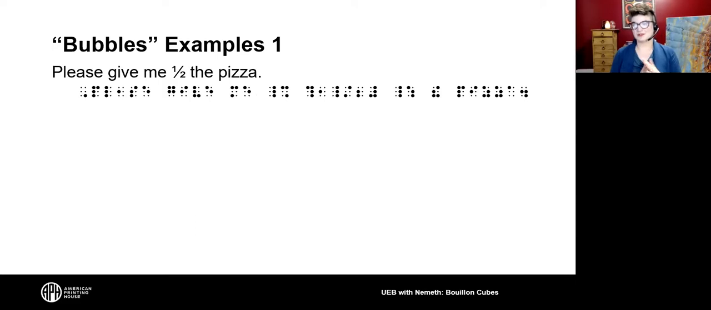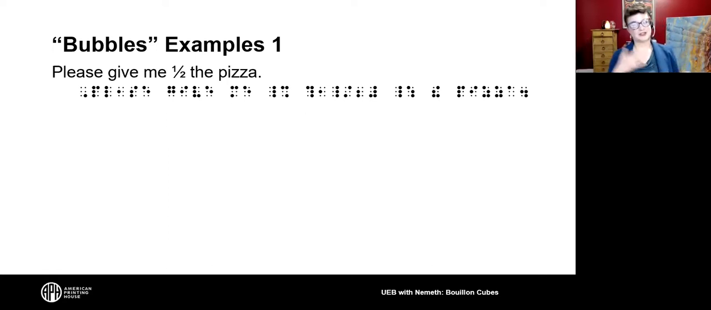So let's look at some bubbles in action. Please give me half the pizza. I don't really say this phrase because I just want the whole pizza. But if I did, it might be written this way. And if it were transcribed in UEB with Nemeth, my fraction has to be in Nemeth Code.